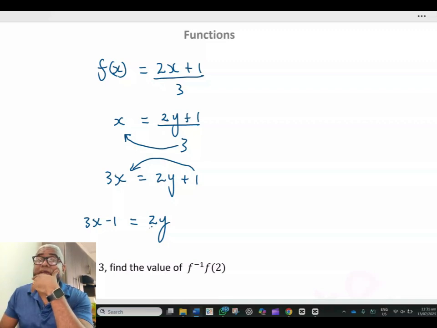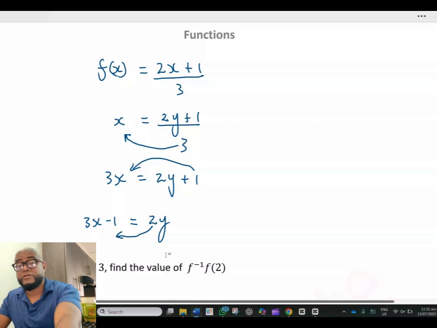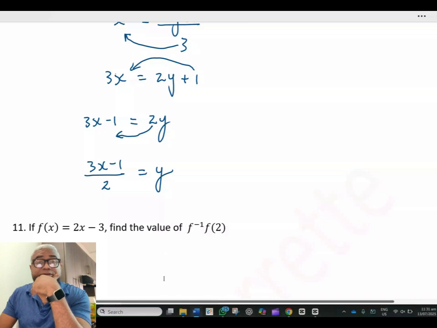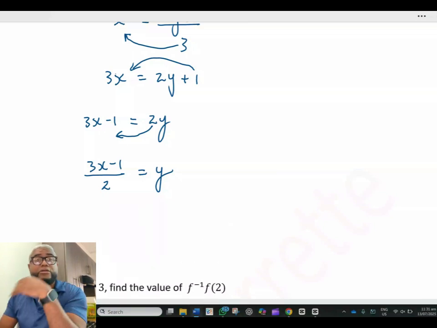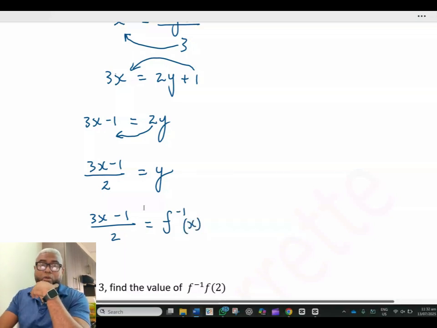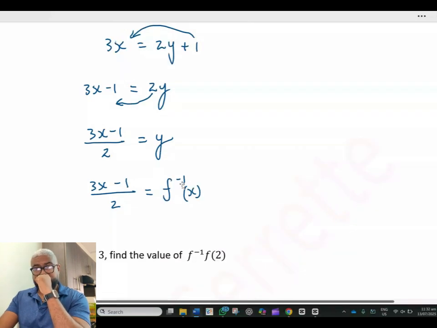No, we still have a 2 here. We have to move this 2. Divided, right? Divided. 3x negative 1 over 2 equals y. Excellent. What's the last thing we do now? Right, so 3x minus 1 all over 2 is equal to f negative 1 of x, right? And we found our inverse.